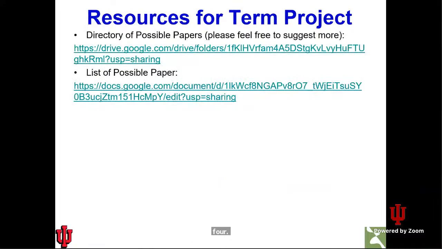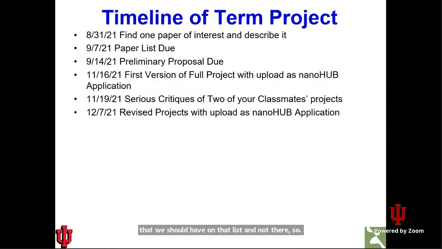So we have a directory in the student materials folder which lists possible papers to look at. Please suggest more. The idea is not that those are meant to be exclusive. It was just to get you started. Don't feel that because we cover epidemiology at the beginning of the class that you have to model epidemiology for a project. And we've tried to create a Google Doc which has the list of papers. They're categorized, but I realize that there are a whole bunch of things that we should have on that list that aren't there. So a little bit of Googling is really a good idea for this.